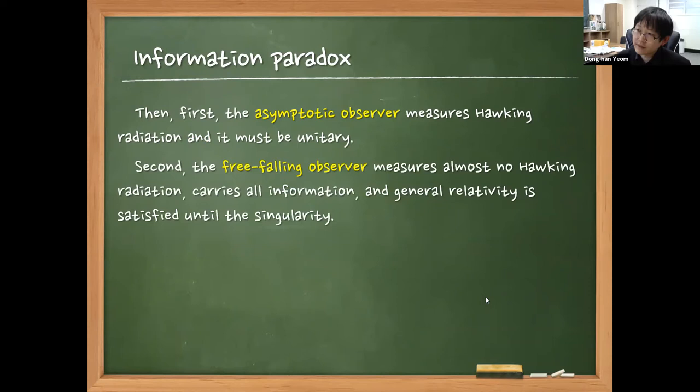Second, the free-falling observer measures almost no Hawking radiation. It's well known that if an observer free-falls, then effectively there's no effective gravity, and he will pass the event horizon without any big quantum effect, and he will touch the singularity. At the singularity, of course, GR must break down, but before the singularity, if all curvatures are way smaller than the Planck scale, then general relativity must be a very good description. So he measures almost no Hawking radiation, carries all information, and GR is satisfied until the singularity. So both are okay. For the asymptotic observer, it seems so, and for the free-falling observer also, it seems so.